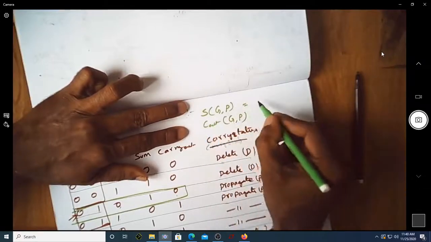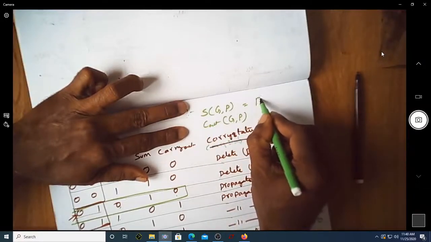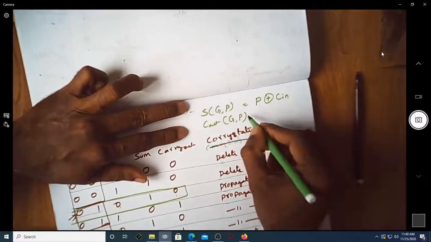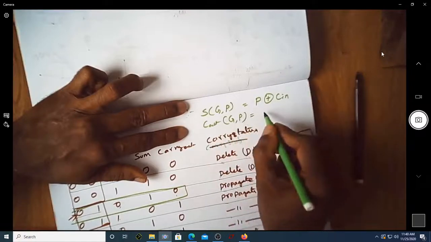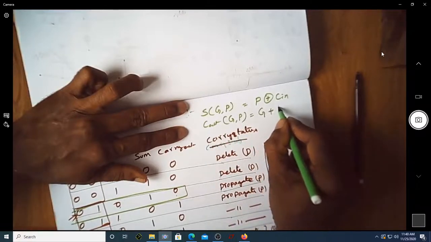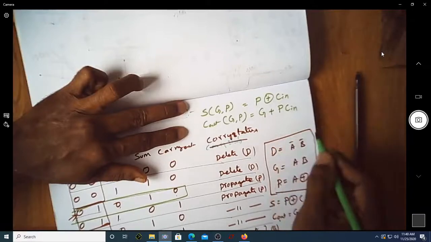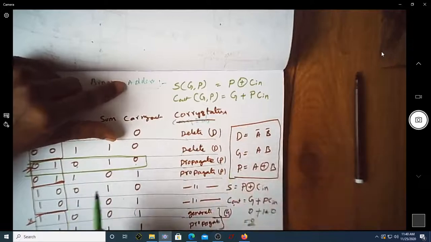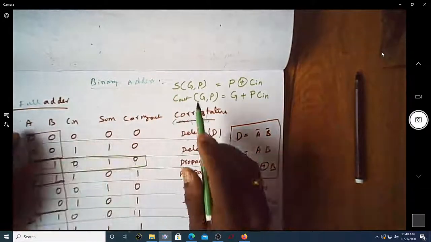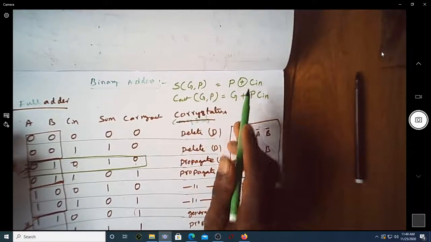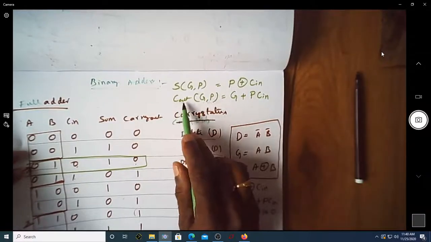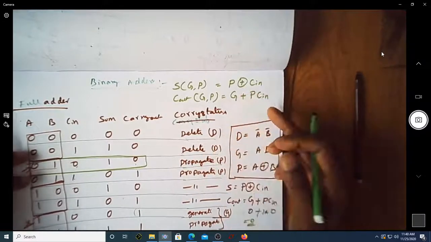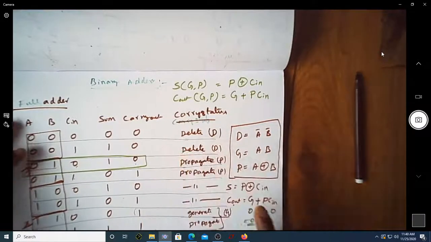The sum expression would be propagate exclusive-OR Cin. How about carry out? It is G plus P into Cin. So this is the expression for sum and carry in the form of generate, propagate and Cin. So this is the other way of writing the expression for the sum and carry.